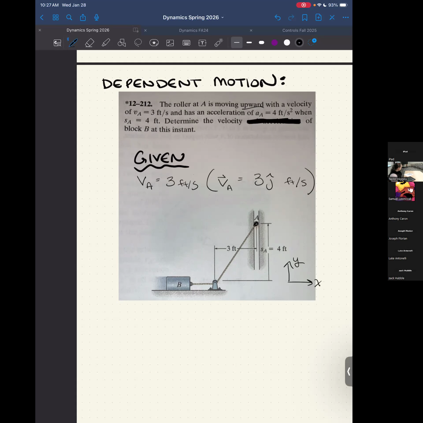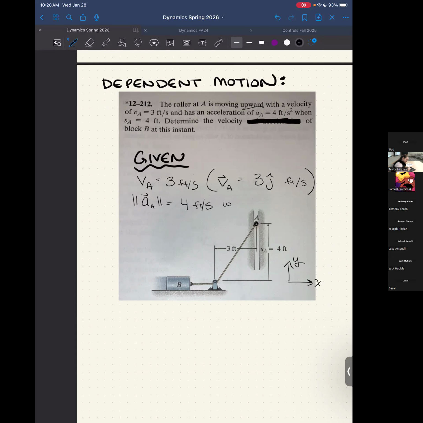Okay, what else? What's the next piece? Acceleration of A is 4 feet per second squared. Beautiful. So again, they say acceleration, but it's not the acceleration vector because they've only given me a scalar quantity. So really they're telling me the magnitude of my acceleration vector. Okay, so I'll write it down like the magnitude of a_A equals 4 feet per second squared, specifically at the moment when SA equals 4 feet.